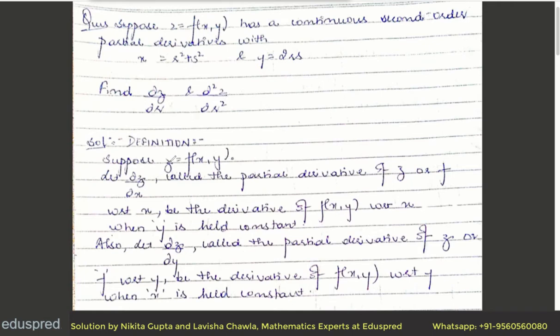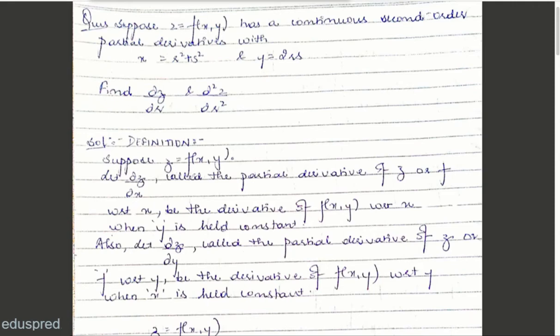Suppose z is equal to f(x, y), that is, z is a function of x and y. Then del z by del x, called the partial derivative of z or f with respect to x, is the derivative of the function f(x, y) with respect to x when y is held constant. Similarly, this is the partial derivative of z or f with respect to y, and this is the derivative of the function with respect to y when x is held constant.